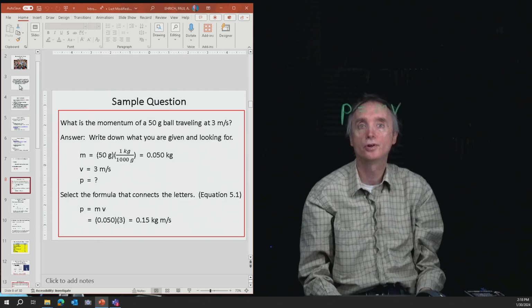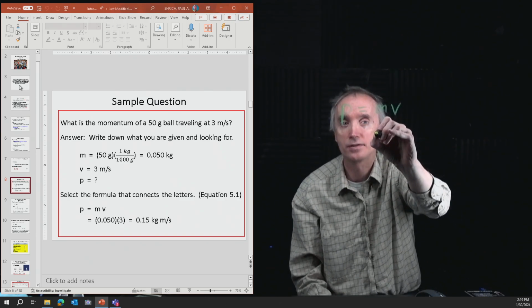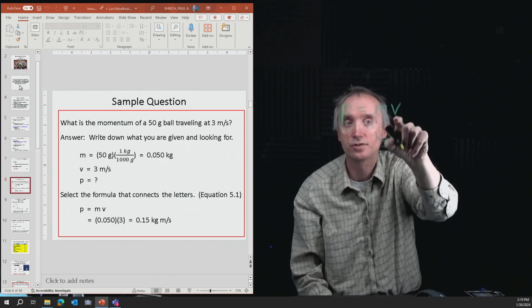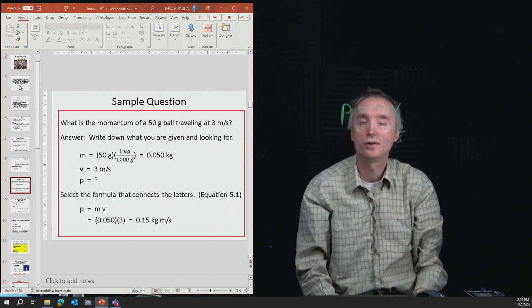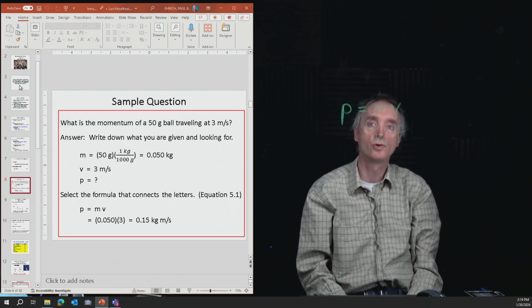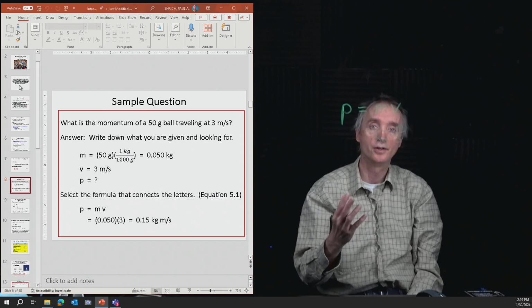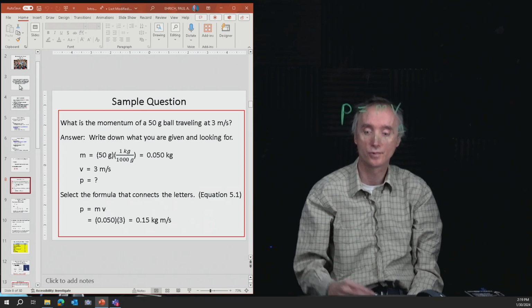And then also look at the units. So the unit for mass is the kilogram, and the unit for speed is the meter per second. So the units for momentum are going to be kilograms meters per second. So it doesn't really have a nice metric unit that goes with it.